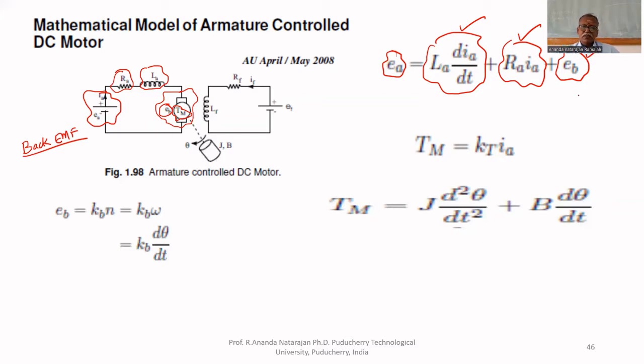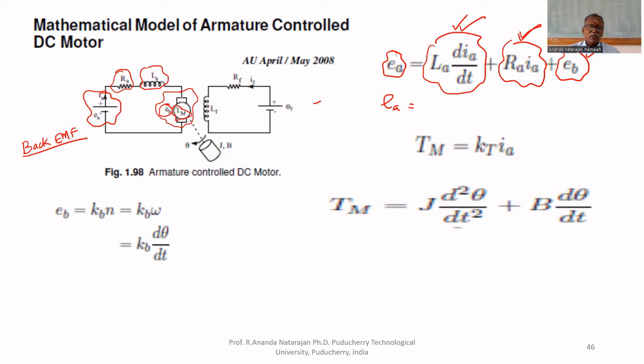EB is because of the rotation. So the applied voltage EA equals LA dIA by dt, the potential drop in the coil, plus the potential drop in the resistance, plus the back EMF.